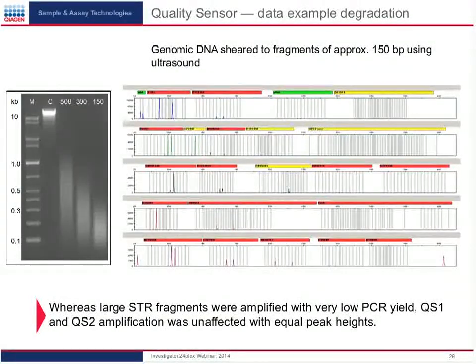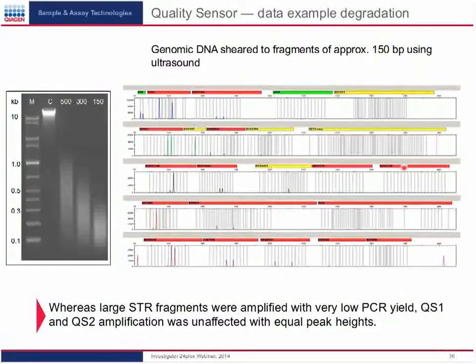You again have one example for you. On the left side, you can see an agarose gel. The first lane is the control of genomic DNA, and we sheared it by ultrasound to different fragment sizes: 500, 300, and 150 base pairs. You can see this fragment range on the agarose gel, and we used the sample of the 150 base pair sheared fragments in the PCR, and the result is what you can see on the right side.